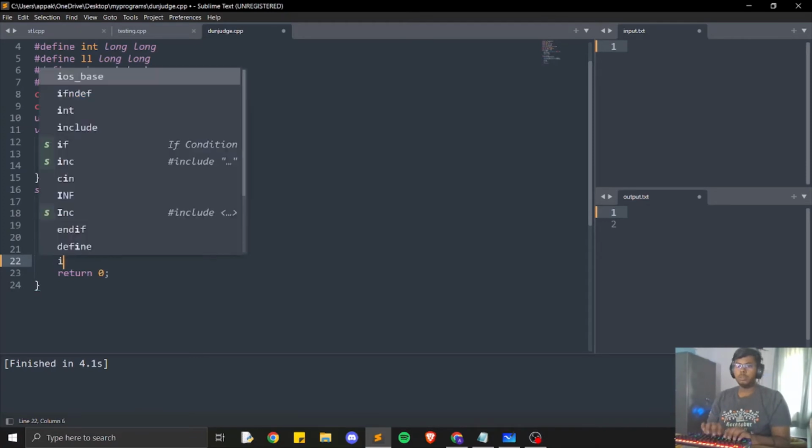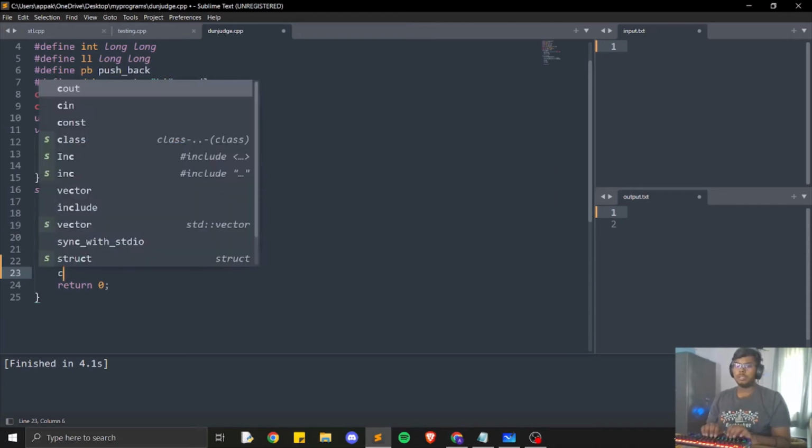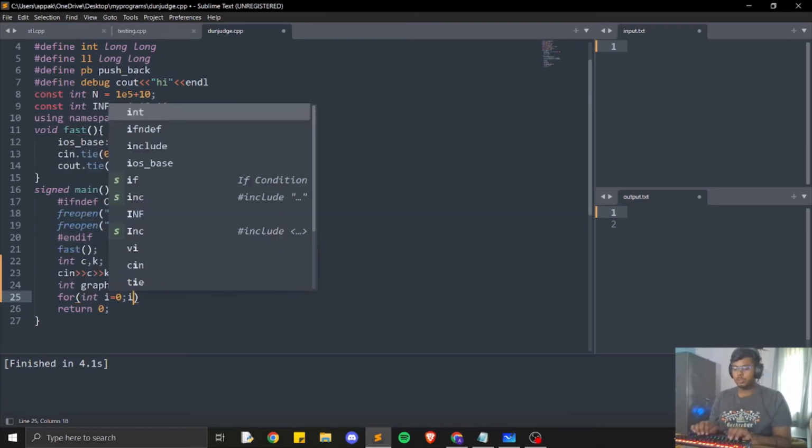So we will take two integers c and k, where c refers to the nodes, that is cities, and k refers to the number of edges. We'll take the input, and then we'll make an adjacency matrix of c plus 1 by c plus 1. Note that we are using c plus 1 because we will be using 1-based indexing, which would make our work a lot easier. Now let us initialize every entry to infinity.